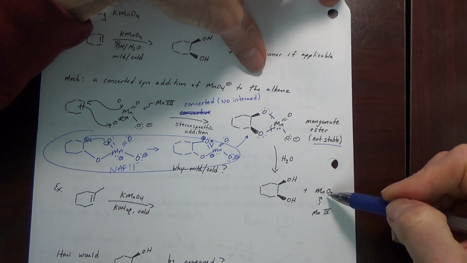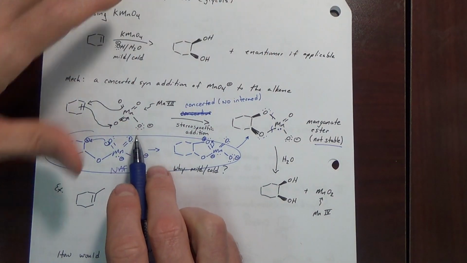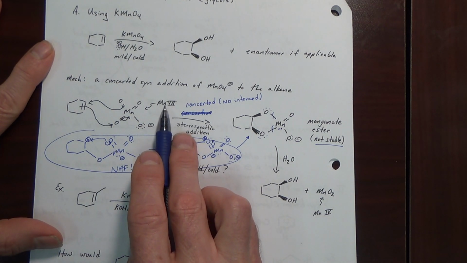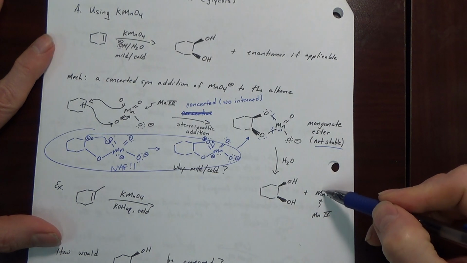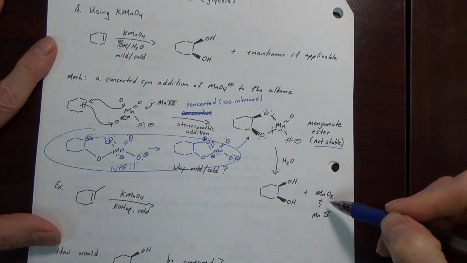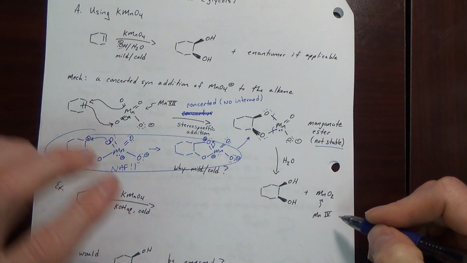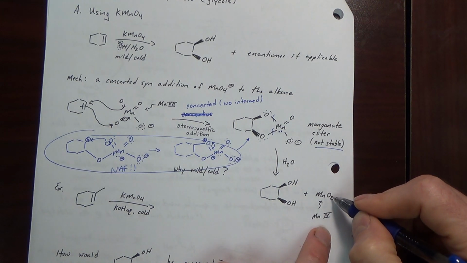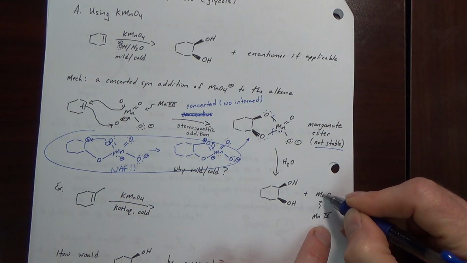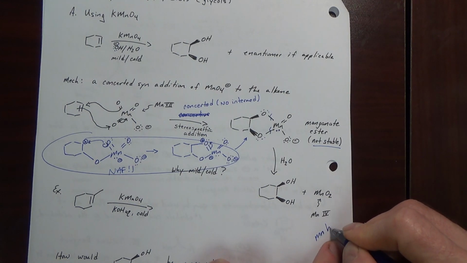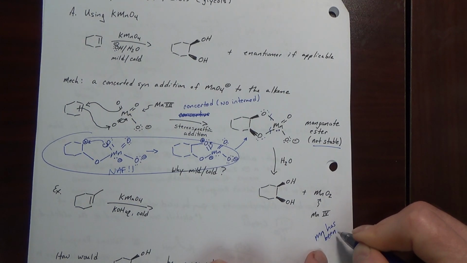Now we look at the manganese here. In KMnO4, the manganese has an oxidation state of 7. When we're done, the manganese has an oxidation state of 4. Okay? Manganese 4, oxygen is 2 minus, that's 4 minus, so it'd be 4 plus. And so the Mn has been reduced.